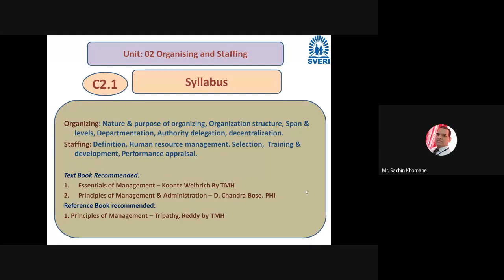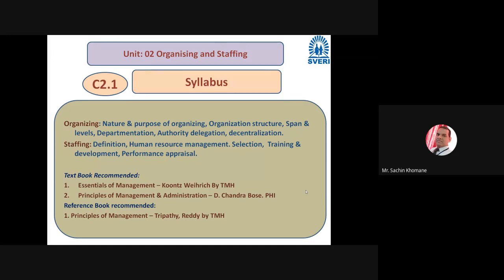And we understood the meaning of organizing: distributing, grouping the tasks, assigning the duties is nothing but organizing. So its nature and purpose we have to see today. Then the second part is the purpose of organizing. Why organizing is important, that importance, significance we have to see.